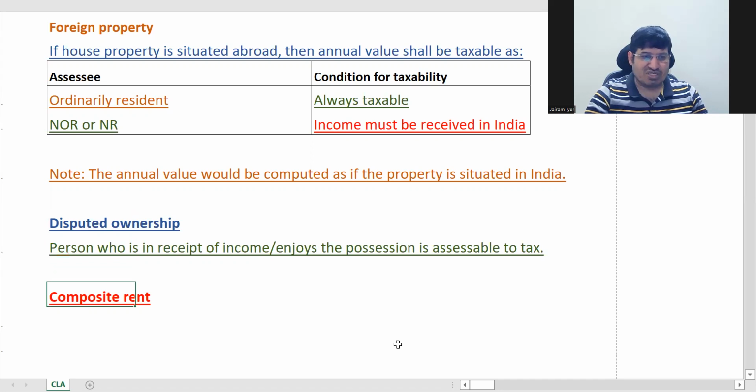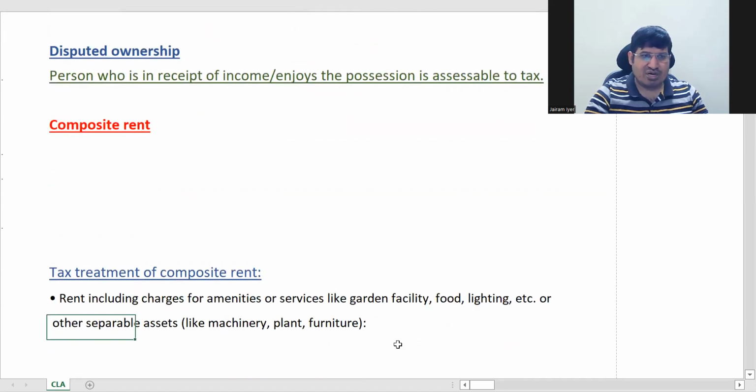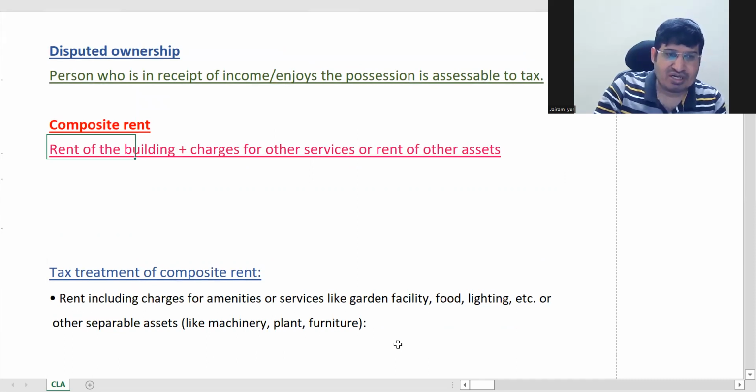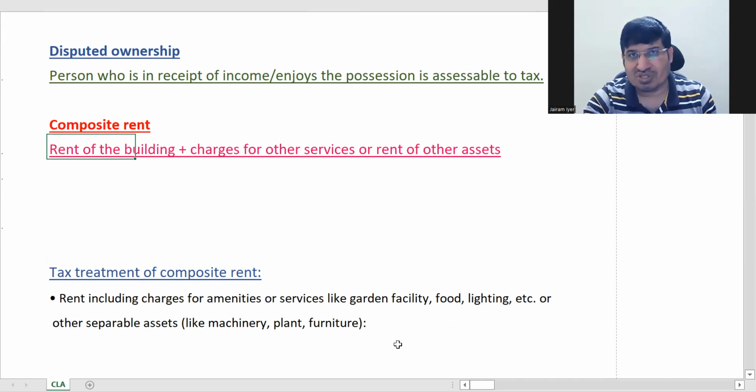For disputed ownership. The next point is composite rent. This is also an important point. Composite rent means rent of building plus other charges. So charges for some services, or you have been given some other assets. For example, you have taken a furnished house, or you are being given some services there. So rent of building, one will be pure building rent.